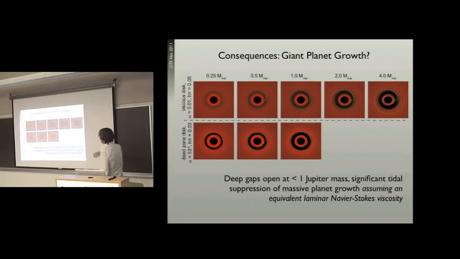If on the other hand you make a dead zone type disk, where alpha is reduced by 2 orders of magnitude, that disk would also be cooler because there's less viscous dissipation within the disk, then in fact you open up comparably deep gaps at much lower masses, 1 Jupiter mass or below. Of course, this calculation depends on assuming that we can define an equivalent laminar viscosity from those turbulent calculations. Maybe there are details of the turbulence that really require 3 dimensions and turbulent calculations to look at.